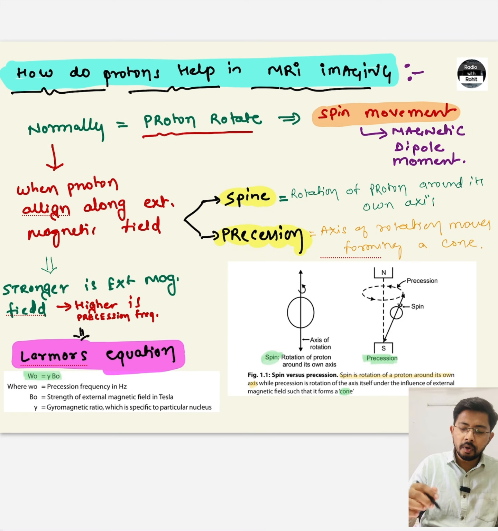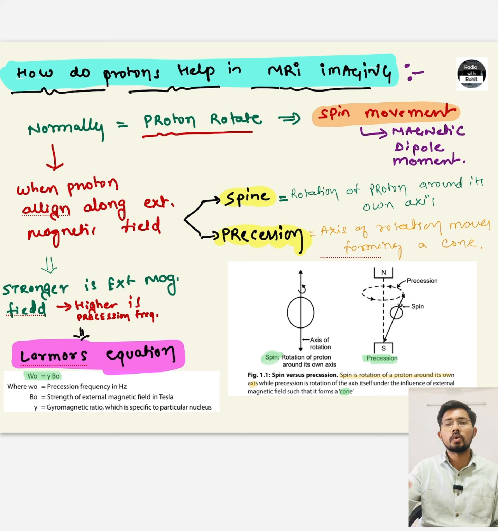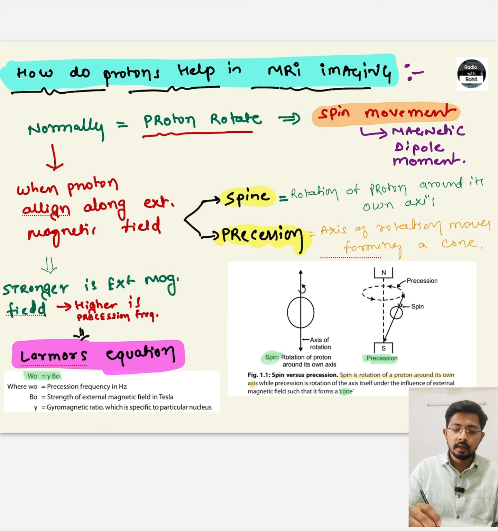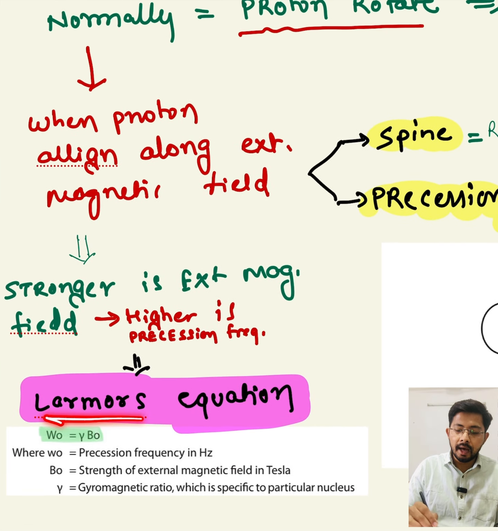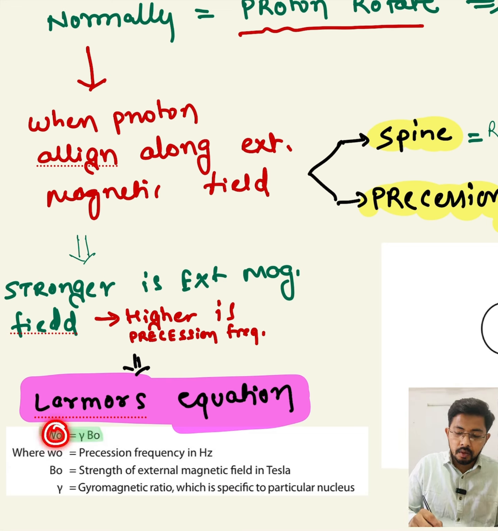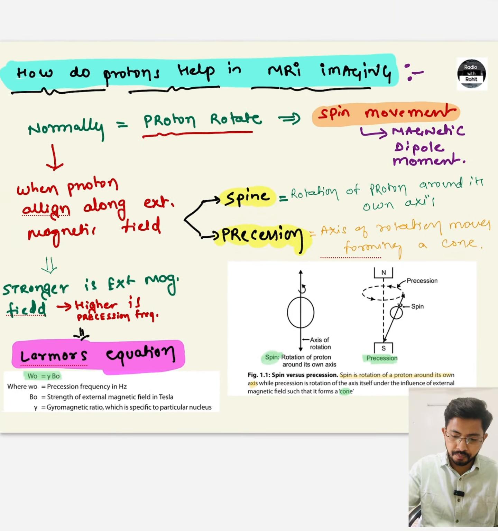So, what will be the frequency of the resonance or the motion of this proton? It depends on how strong the external magnetic field you are applying. This comes from the Larmor equation. What Larmor's equation says is that the precession frequency of any proton depends on the external magnetic field, and one constant called the gyromagnetic ratio.